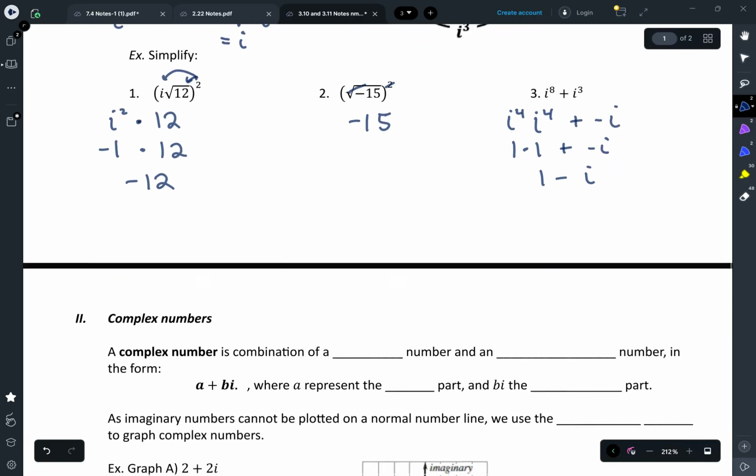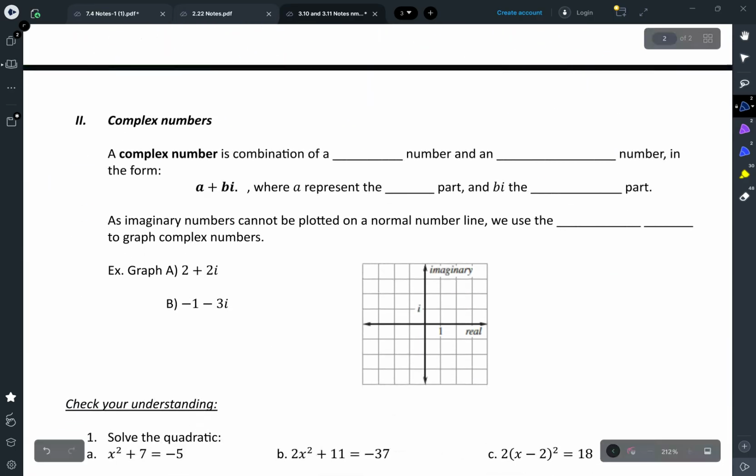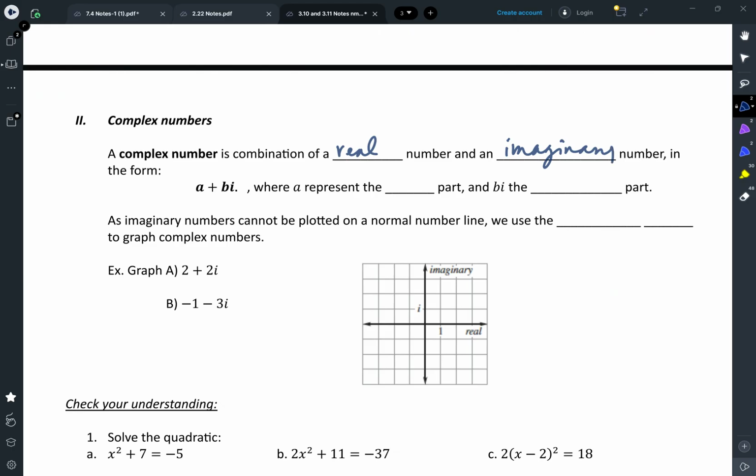We're going to be working with complex numbers. Complex numbers are going to be a combination of real and imaginary numbers. So for the complex number a plus bi, a would be the real part. Notice over here, a doesn't have an i with it. It's just a letter by itself. But b is being multiplied by i. So that's going to be the imaginary part.